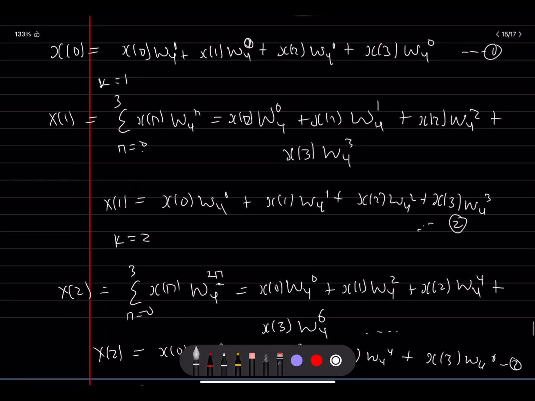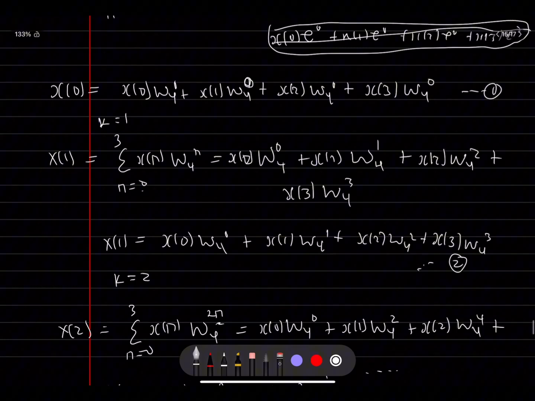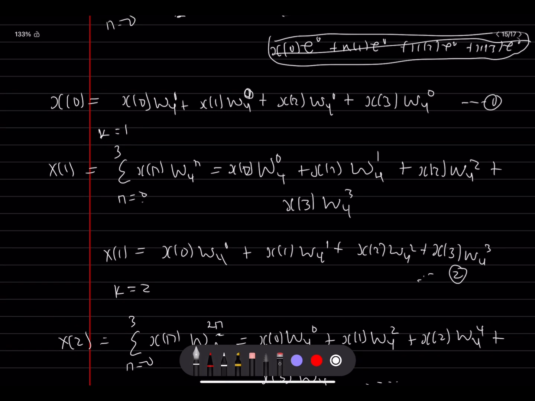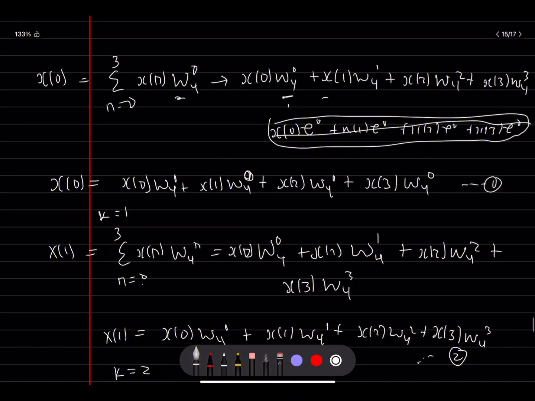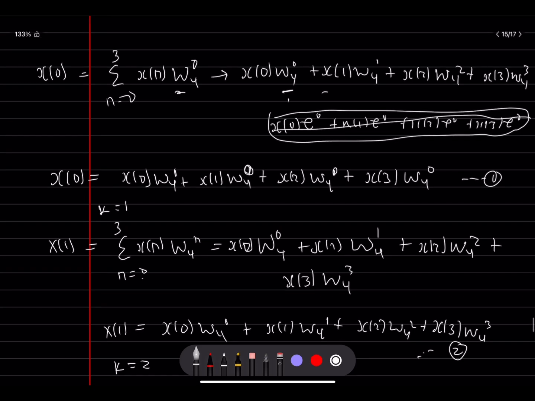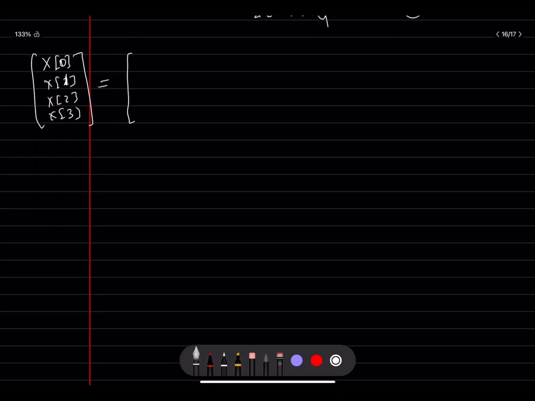So looking at the first equation, they are all having the power of 0. Since they are all having the power of 0, we need to write 0 here: W4 power 0, W4 power 0, W4 power 0, W4 power 0.